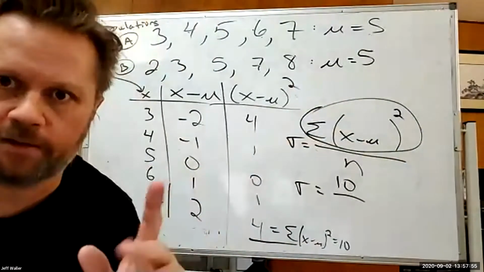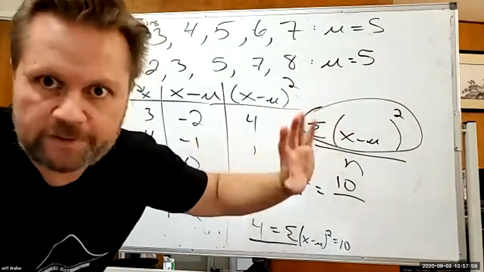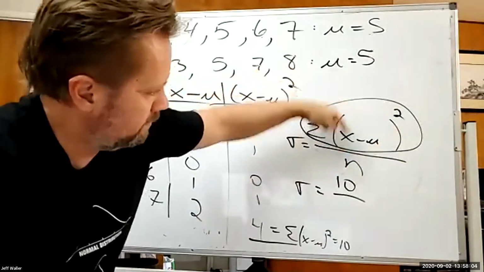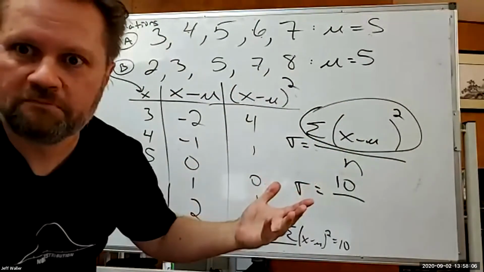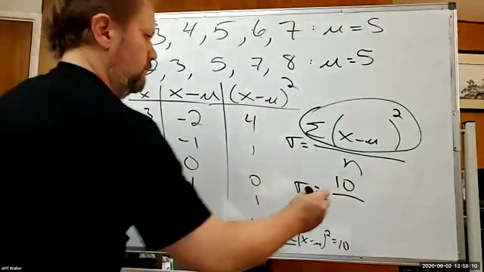That is something big that you guys have to get over. I know in algebra, we're so used to replacing a single letter with something. Now we can replace an entire expression. What is the sum of these? 10. Replace the whole thing with 10 because that's what it is. And of course, n is 5.